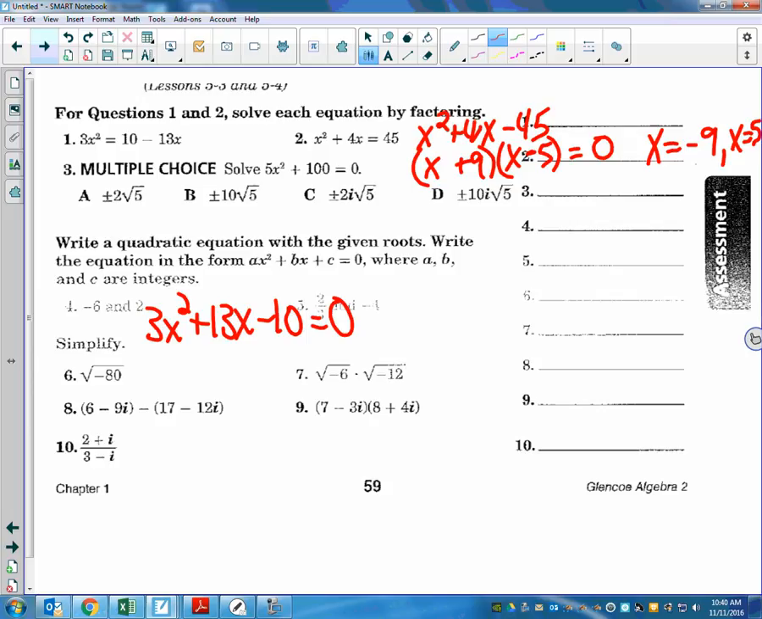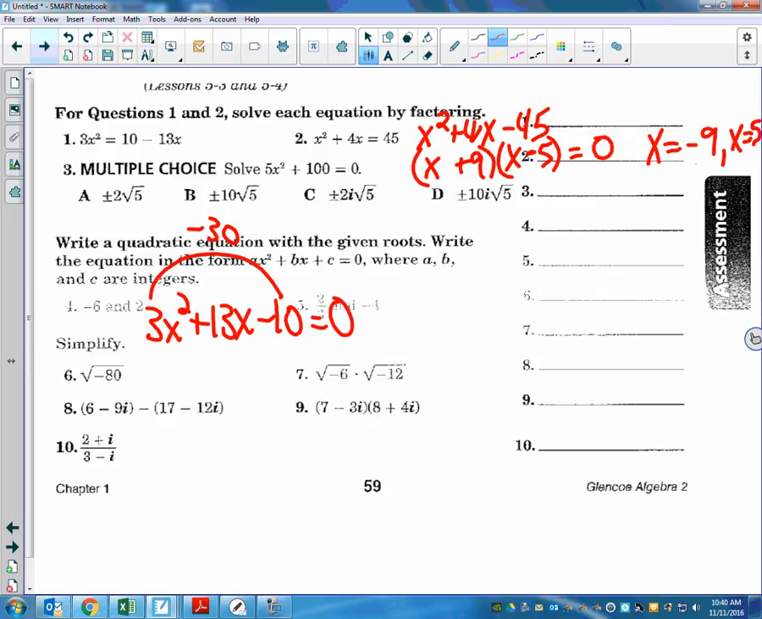Since I just did the smile method a couple days ago, I'll do the rainbow one on this just to remind you of the factor by grouping. This is where I say, let's change this to a factor by grouping problem. I multiply 3 times negative 10, and I get negative 30. And then I ask myself, what multiplies to give me negative 30 that subtracts to give me 13?